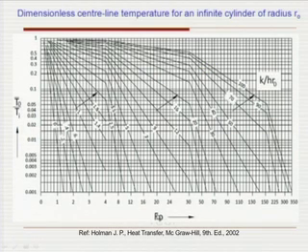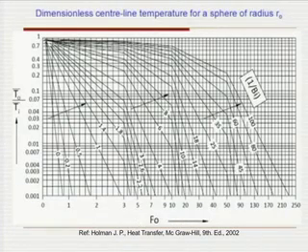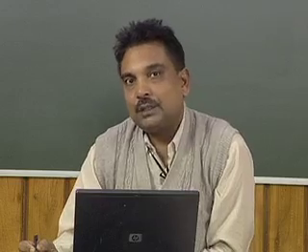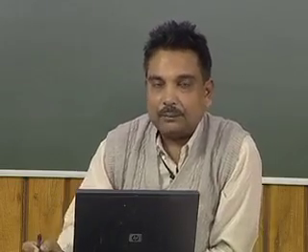Similarly, for the sphere there is another similar kind of plot of dimensionless center line temperature, again with the variation of 1 by Biot number. Here also the Biot number is defined as h L by k, which is nothing but h into the radius of the sphere divided by the thermal conductivity. Its inverse, 1 by Biot number, is k by h into R naught.